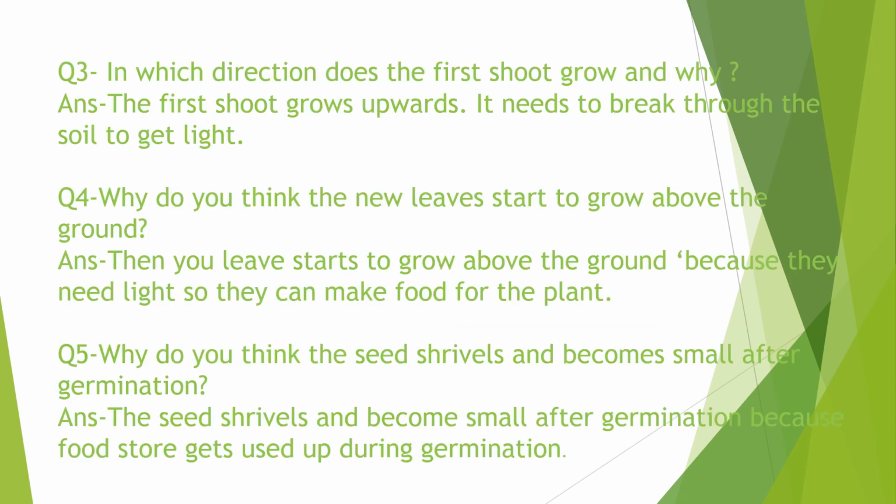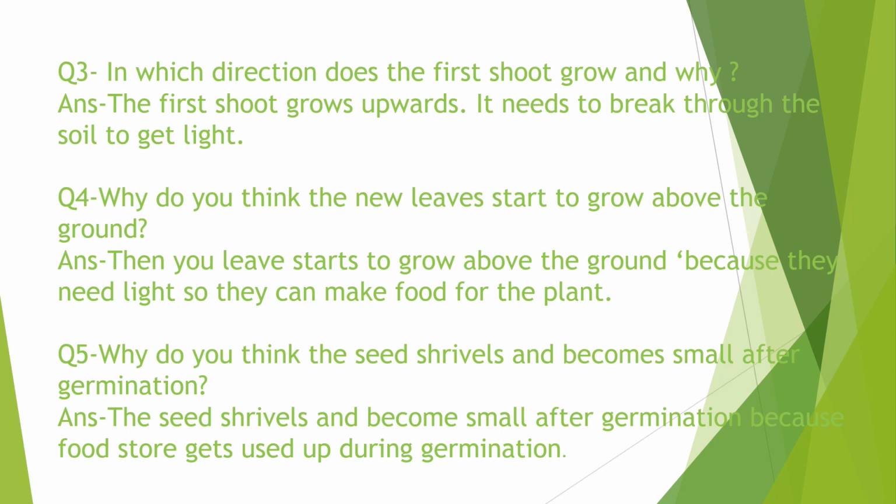That is on the next slide. In which direction does the first shoot grow? It grows upward. It needs to break through the soil to get the light. Why do you think new leaves start to grow above the ground? New leaves start to grow above the ground because they need light so that they can make food for the plant. Why do you think the seed shrivels and becomes small after germination? The seed shrivels and becomes small after germination because the food store gets used up. When the food store is used up, the seed gets small and dried up.